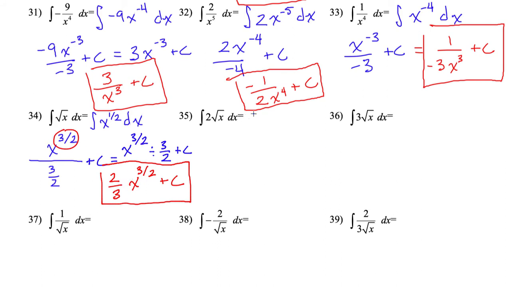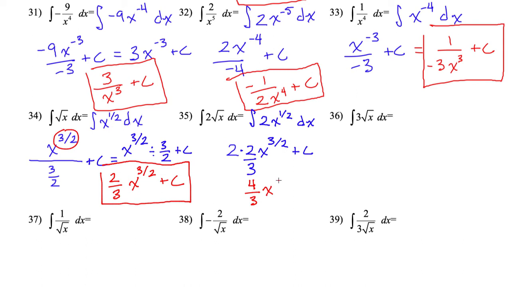Number 35, I can rewrite this as the integral of 2x to the 1/2 dx. Taking the antiderivative, this is now going to be 2 out front still. I have x, I'm giving myself some room here because I know something's going to happen. So I have x to the power of, it was 1/2, I go up a power to 3/2, and then I divide by 3/2, which is the same thing as multiplying by 2/3, and then don't forget my plus c, and then 2 times 2 is 4. So my final answer here is 4/3 x to the power of 3/2.